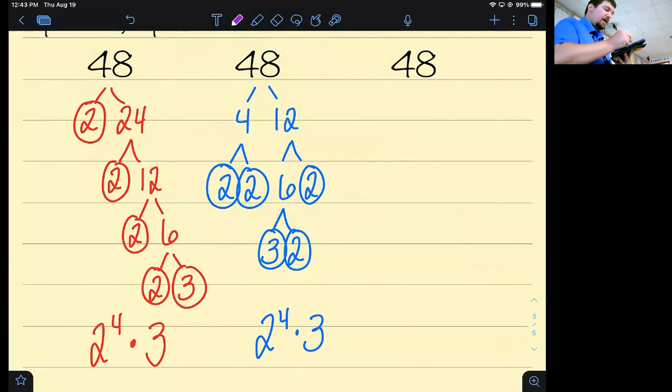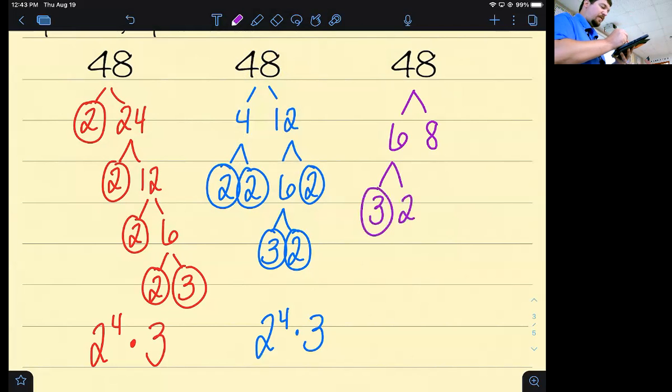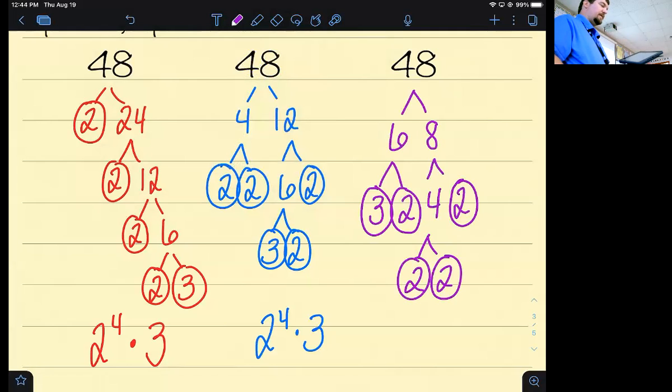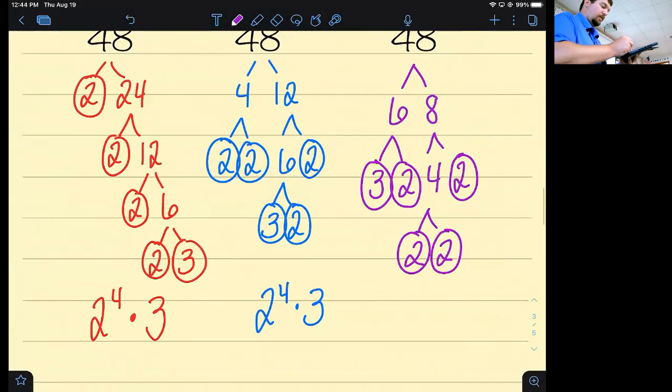Another way you could get 48 is by doing 6 times 8. Now, neither of those are prime, so I have to continue breaking them down. I can break 6 down, as you guys just told me, into 3 and 2. But how can I break 8 down? 4 and 2? 2's prime. How can I break 4 down? 2 and 2. Both those are prime. And these trees all look a little bit different, but they all give you the same answer. There are 4 2s. So not 4 to the 2nd power, but 2 to the 4th power times 3. You get the same answer every time.